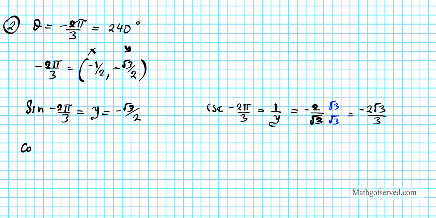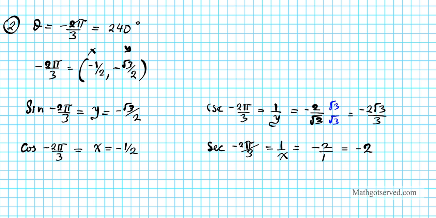All right, now moving on to cosine. Cosine of negative 2 pi over 3. Cosine is x. There's the x coordinate. So the x coordinate is negative 1/2. All right. Next, we need secant. Secant of negative 2 pi over 3 is 1 over x, which is a reciprocal of cosine. If I reciprocate cosine, I'm simply going to get negative 2 over 1, which is just negative 2.